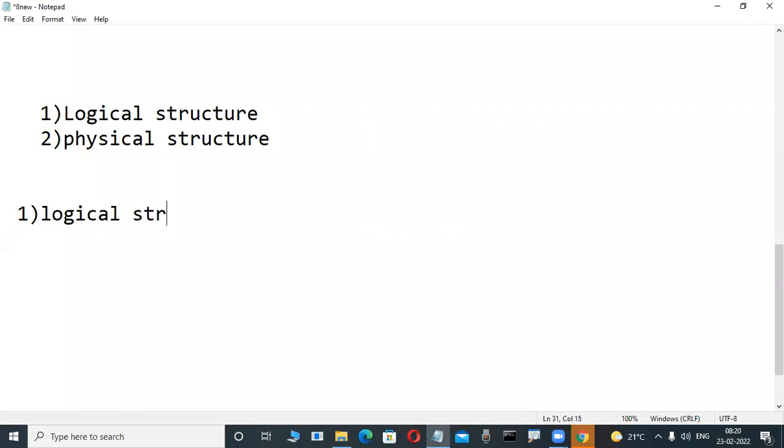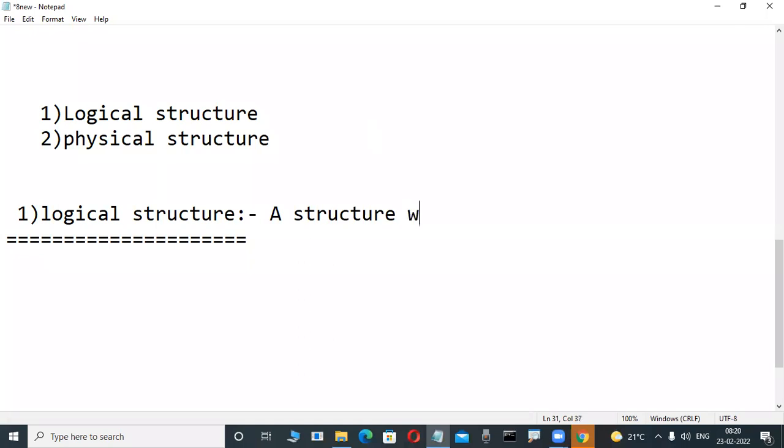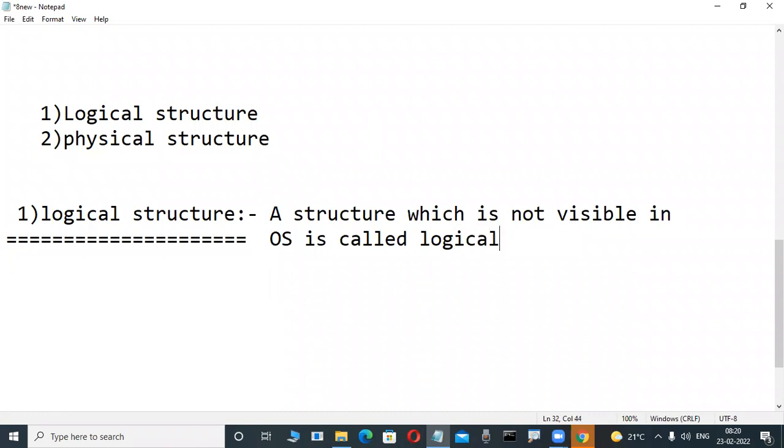How easy a definition, in any relational database, not only Oracle; I'm telling it in a generalized way. So what is a logical structure? Don't write it, it's just a small thing in a demo class. A structure which is not visible in the operating system, OS level, is called a logical structure.